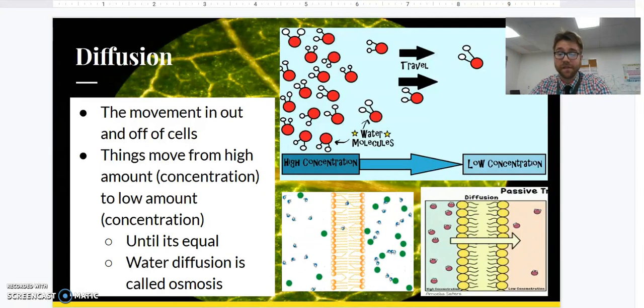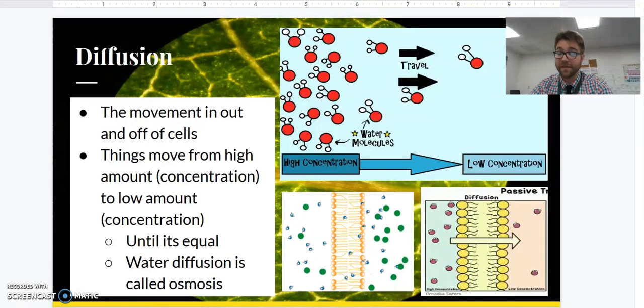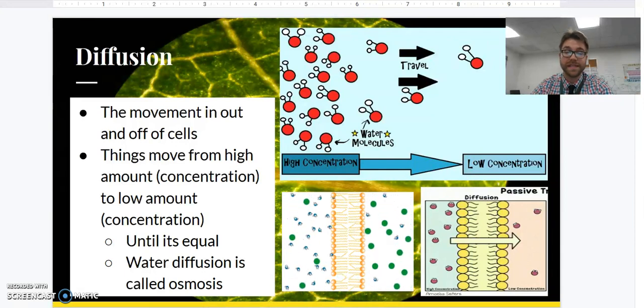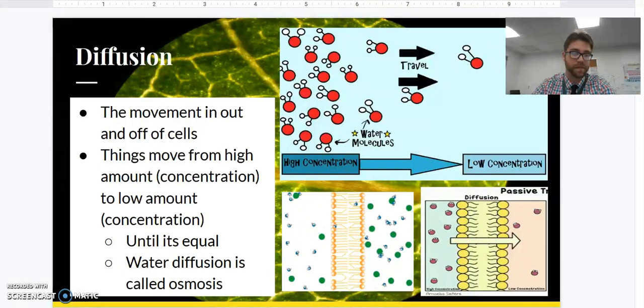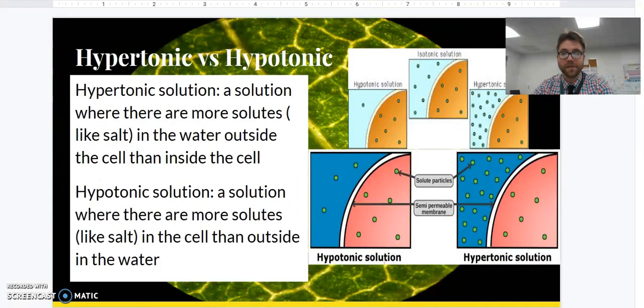Now, the specific diffusion of water into and out of a cell is called osmosis. Osmosis is a very specific type of diffusion. We also have hypertonic and hypotonic solutions. Hypertonic solutions are where we have more solutes in the solution than inside of the cell. Hypotonic solutions are when we have more solutes inside of the cell than outside of the cell. These words are easily confused, and I recommend looking over these definitions just a few more times before the quiz.